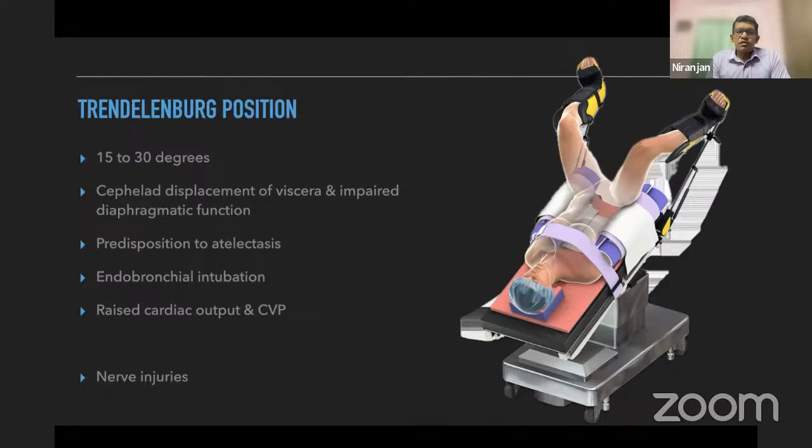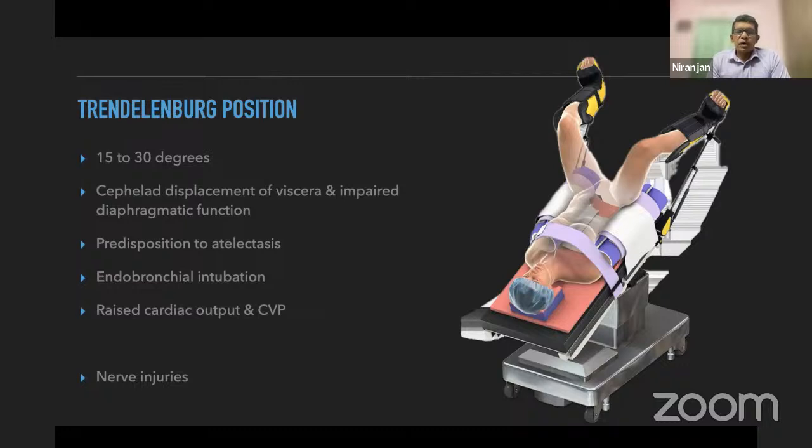The cephalad displacement of viscera and impaired diaphragmatic function, which is already present with pneumoperitoneum and raised intra-abdominal pressure, is accentuated with this position. So again, the patient is predisposed to development of atelectasis. And like I said earlier, endobronchial intubation can occur, and the position of the endotracheal tube has to be checked after final position and before surgical intervention. So at each level, endotracheal tube position has to be checked.